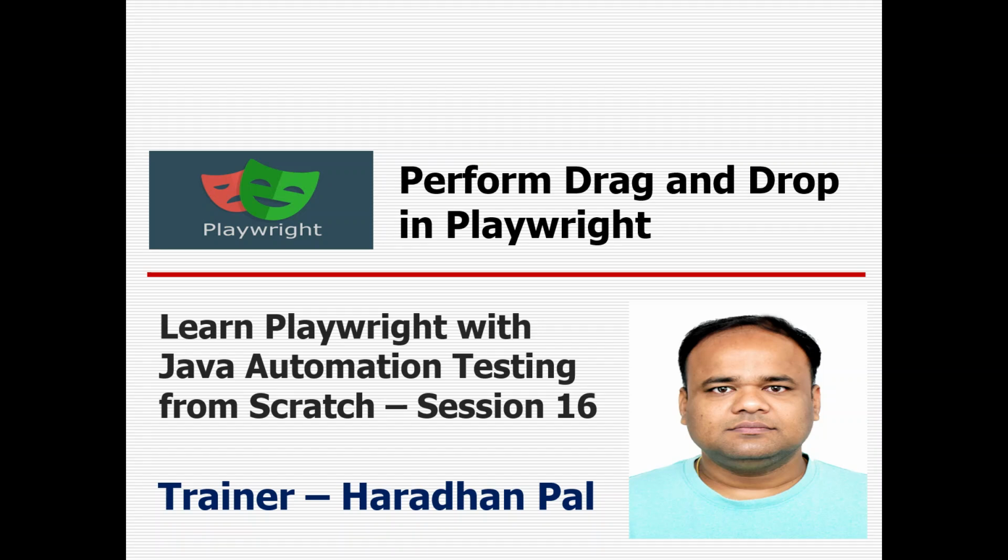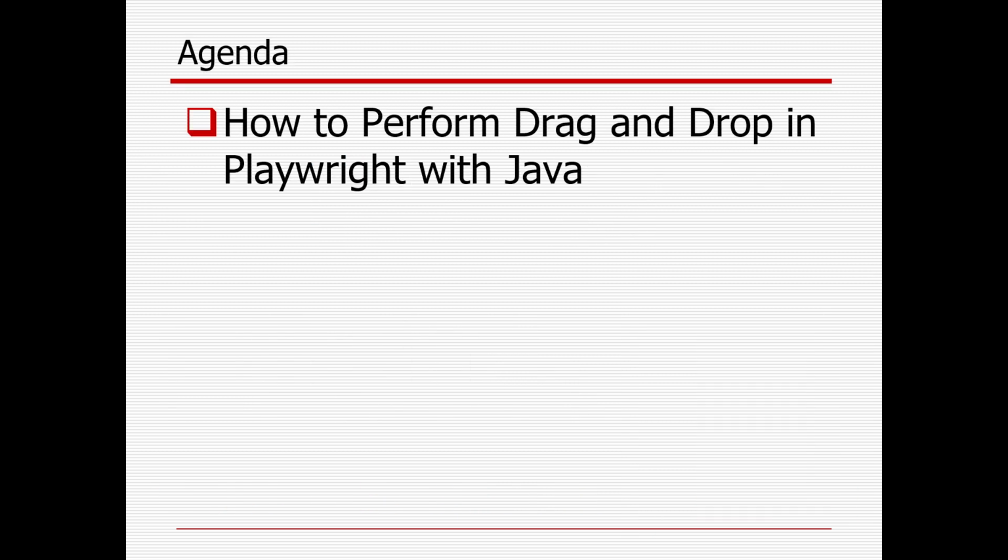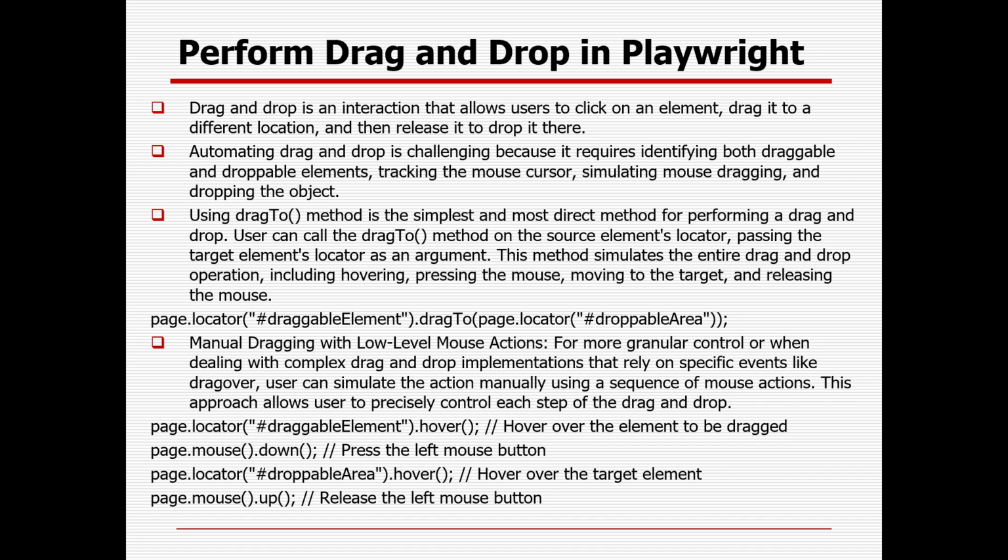Hey guys, welcome back again to Playwright with Java Automation Testing Session 16. In today's session, I will discuss how to perform drag and drop in Playwright with Java. Drag and drop is an interaction that allows a user to click on an element, drag it to a different location, and then release it to drop it there.